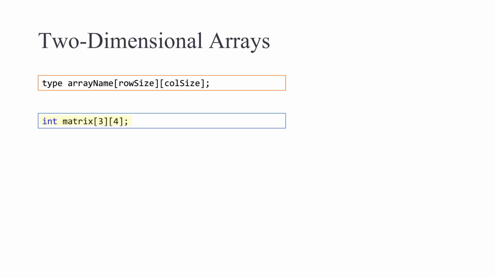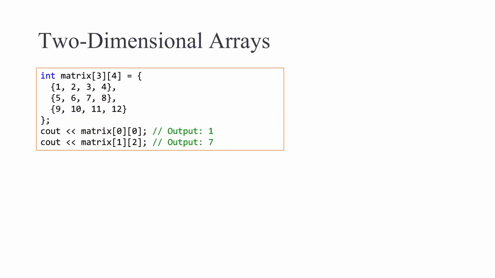For example, here's how to declare a two-dimensional array of integers with 3 rows and 4 columns. You can initialize a two-dimensional array at the time of declaration by enclosing the elements in curly braces and separating the rows with commas. For example, this initializes a 3 times 4 array of integers with the values 1 through 12. There are 3 rows and 4 columns.